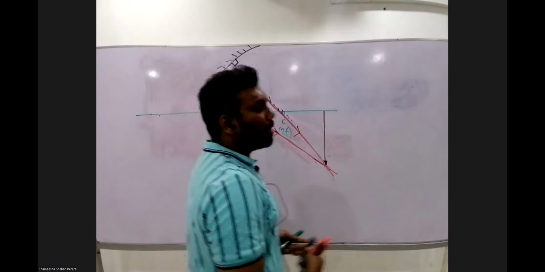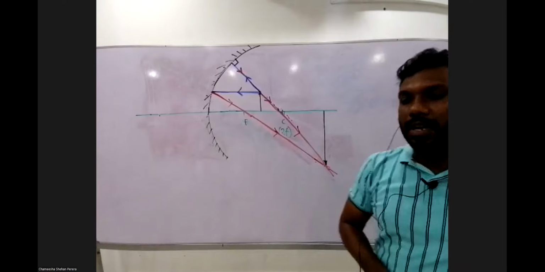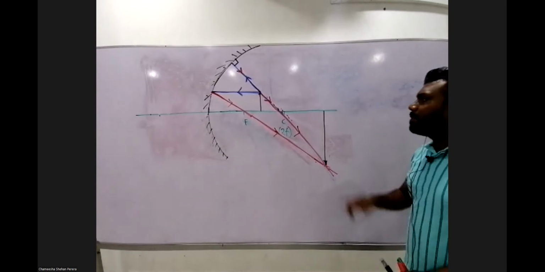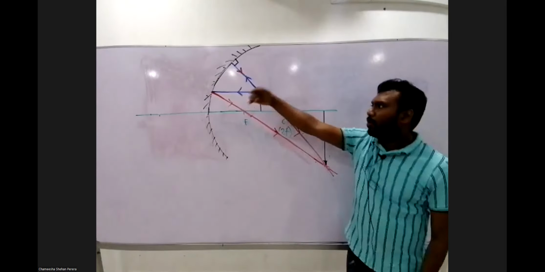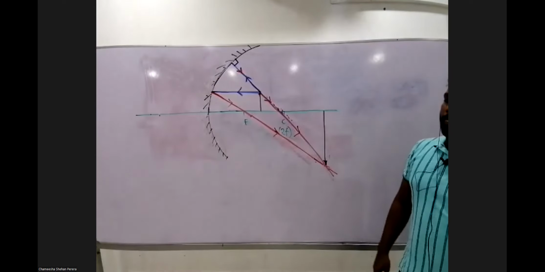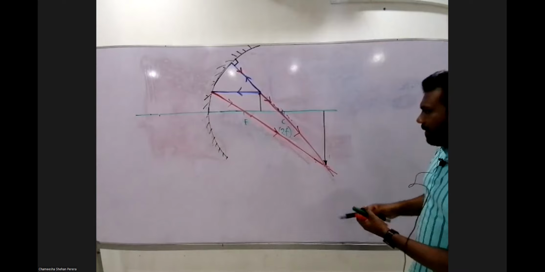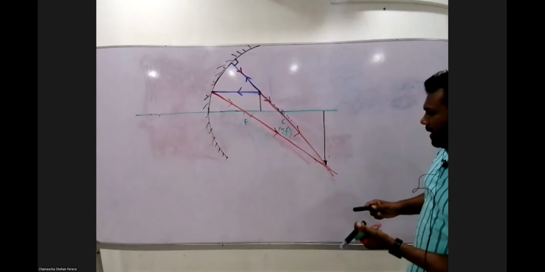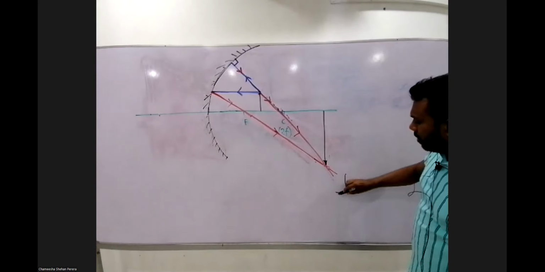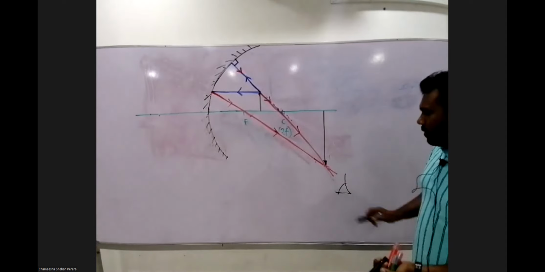Now we need to talk about the features of this image formed. Shanuki, tell me, is the image inside the concave mirror or outside the concave mirror? Outside the concave mirror. So now you are looking at the reflected rays, so you are always looking at the reflected rays. මෙතනින් තමයි you are looking at the image. So yeah, this is the eye.